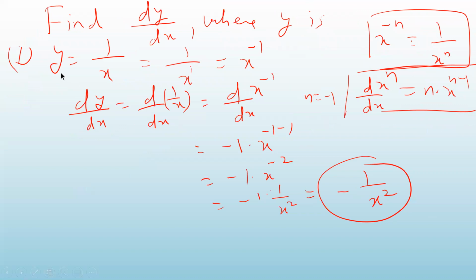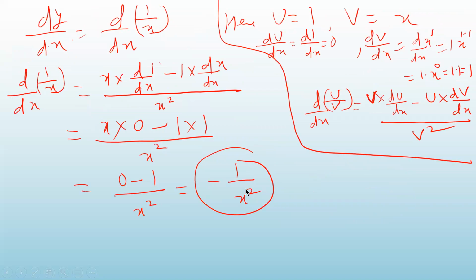In this way of solving, I have shifted this x from the denominator to the numerator with a negative power and then directly applied the formula. I got the answer minus 1 upon x square. I got the same answer here also, where I have applied the rule of the quotient.